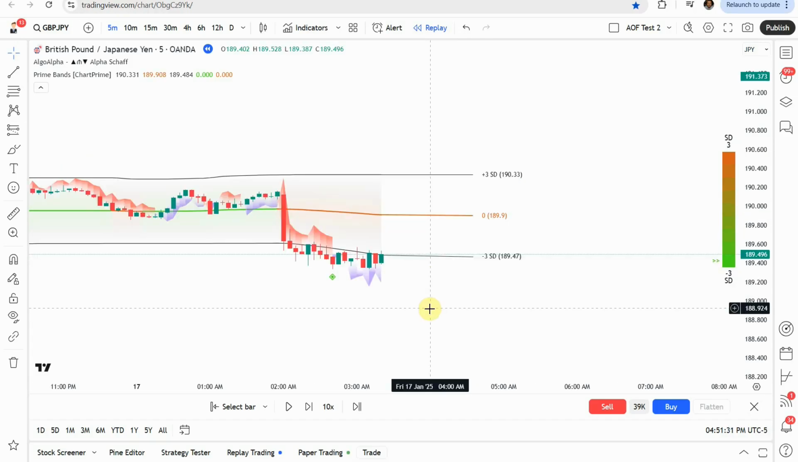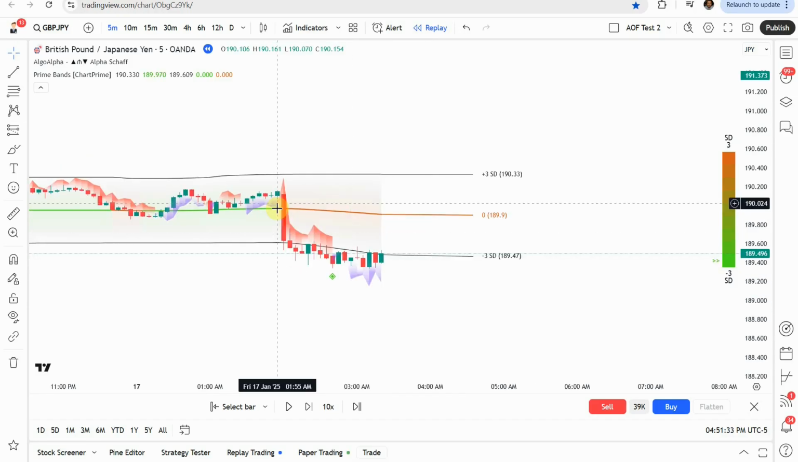And for a long trade, what we are looking for is when price starts to trade below the lower band of the prime bands indicator, this channel here, as it's doing at this moment. Then you can see that we get a green diamond-type shape right here. And then what we're looking for lastly is the first candle to close back up above that lower band, like this one right here.